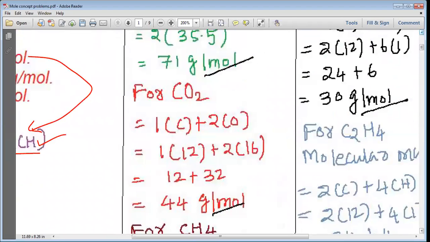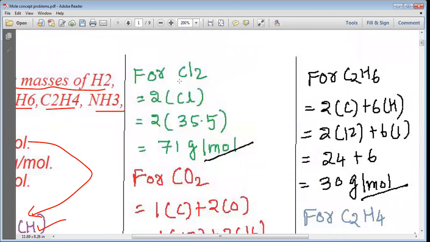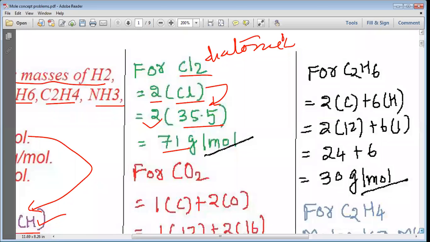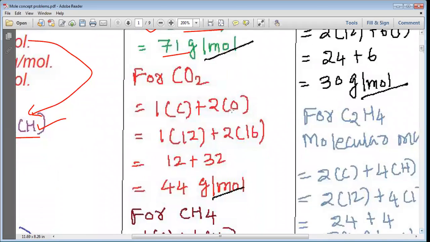Now we want to calculate the molecular mass for chlorine. So chlorine is a diatomic molecule. So we can easily write that the molecular mass of Cl2 is equal to 2 into atomic mass of chlorine. Atomic mass of chlorine is 35.5 gram per mole, and that is why 35.5 multiplied by 2 gives us 71 gram per mole.